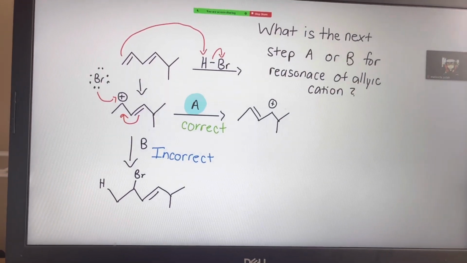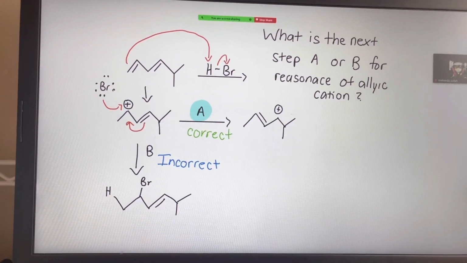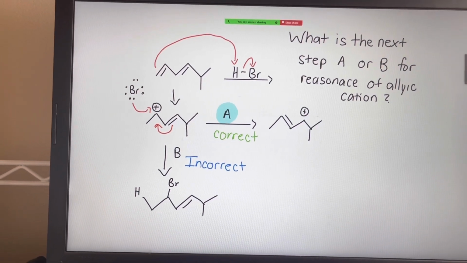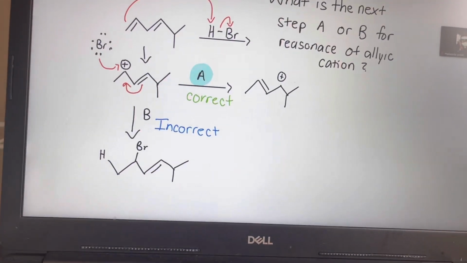And so which is the next step, A or B, for the resonance of the allylic cation? And the correct answer is A because that leads to the resonance form, where B leads to the 1,2 product.